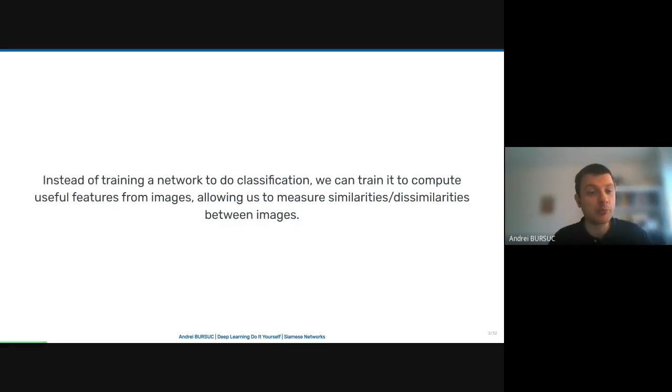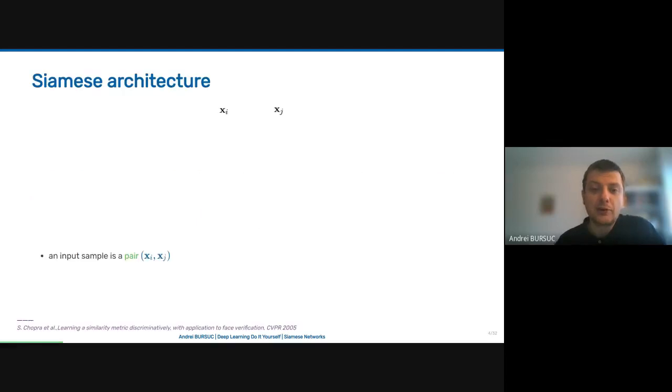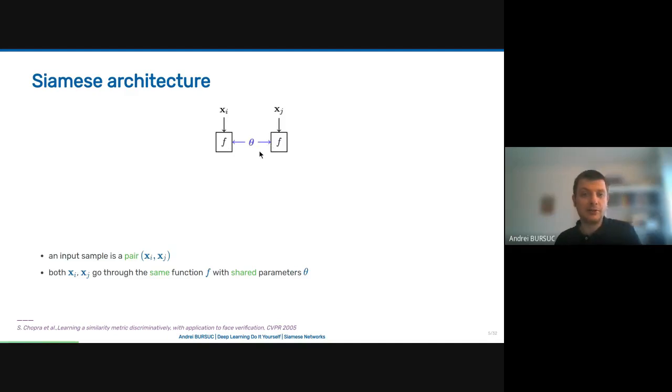So what we propose here is, instead of training a network to do classification, we can train it to compute useful features from images, allowing us to measure similarities or dissimilarities between images. We achieve this not by, as we've seen before, taking one image, passing it through the network, and getting a classification decision. Here, we take a different approach and use pairs of images. So xi and xj are an input pair of images, and we pass them through two networks which are identical and have the same parameters. This is why we call this architecture Siamese, because we have two identical networks.